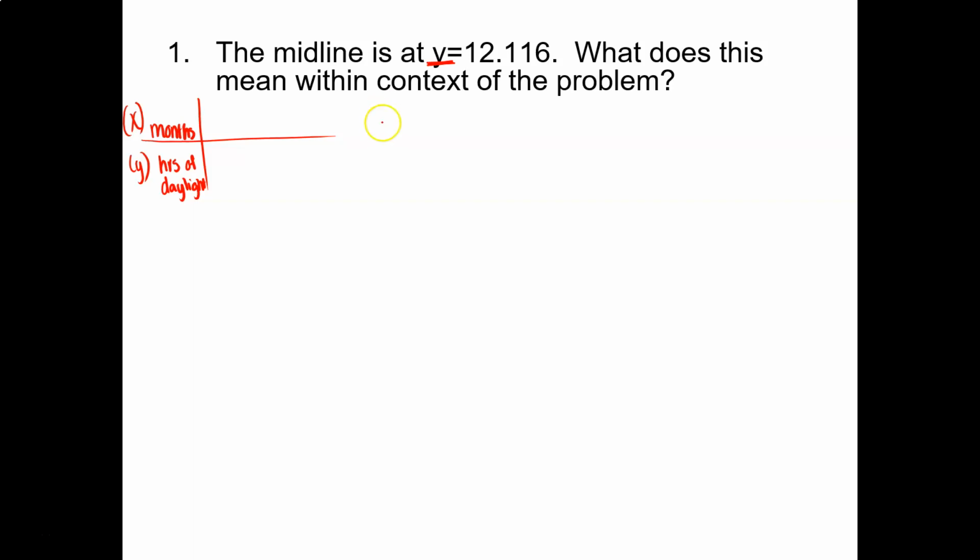Average, yes. So the average amount of daylight is 12.116. And your midline is usually going to be your average of whatever the y coordinate stands for, right?